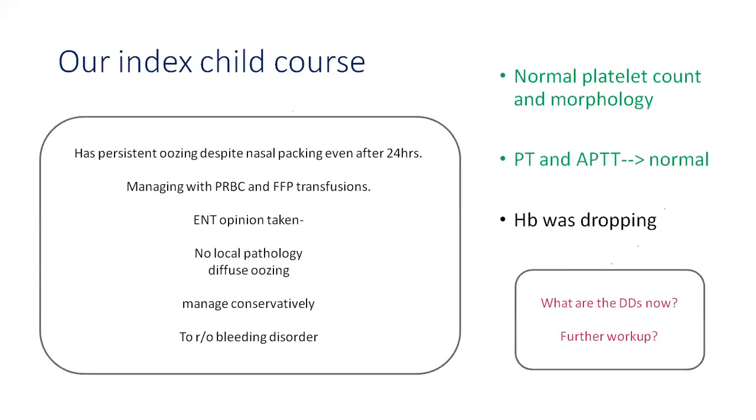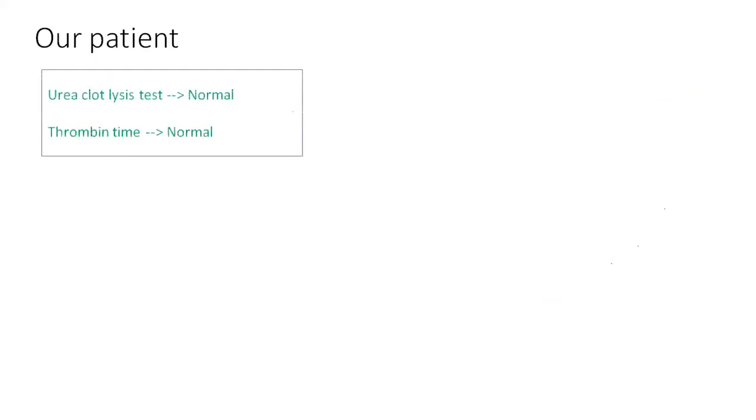So we have done PT, APTT, which is normal, and platelet count was normal. And urea clot solubility test for factor 13 is normal, thrombin time for factor 1 is normal. Factor 1 antigen. So straight away factor 1. Anything else before that? I stressed that in the previous class. So it's a global test for primary hemostasis.